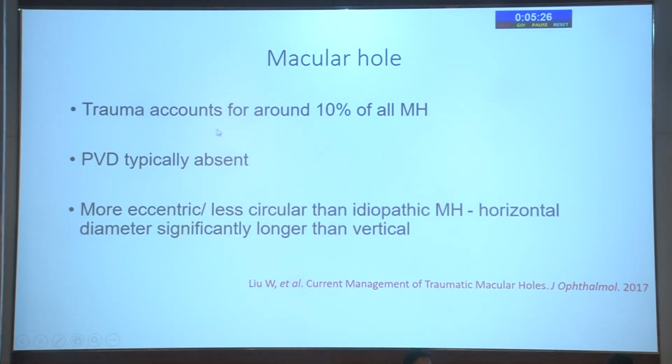Macular hole. Trauma will account for around 10% of all the macular holes. PVD is usually absent in these cases. The macular hole tends to be more eccentric, less circular than the idiopathic macular hole, as the horizontal diameter may be significantly longer than the vertical one.